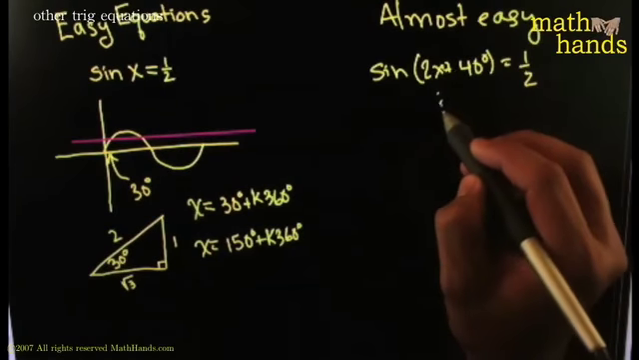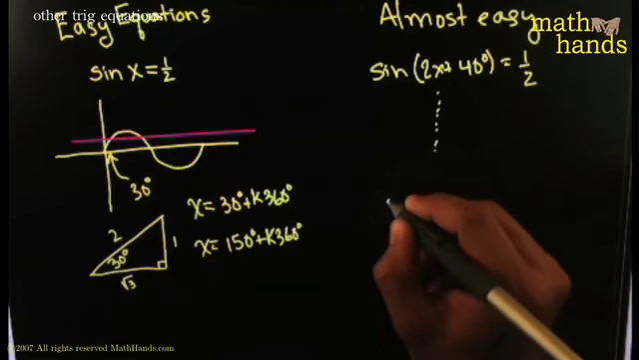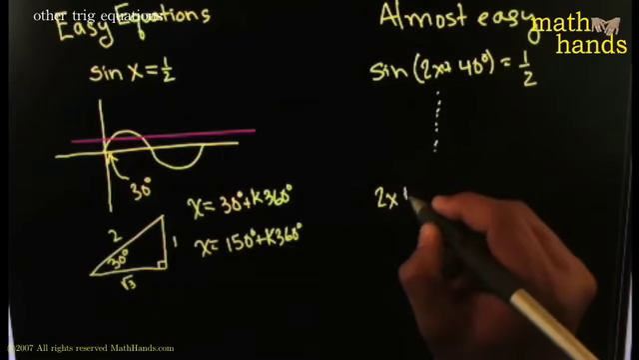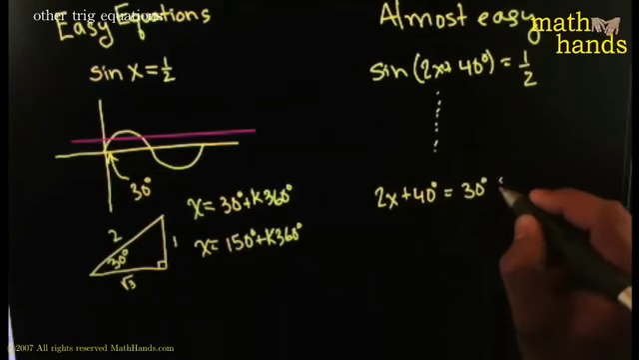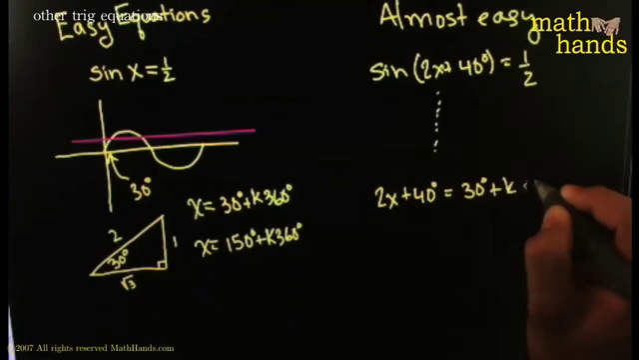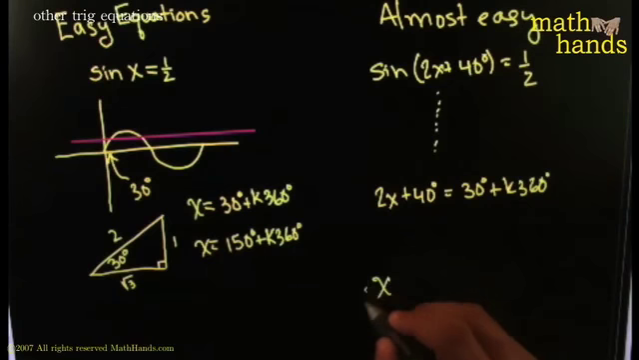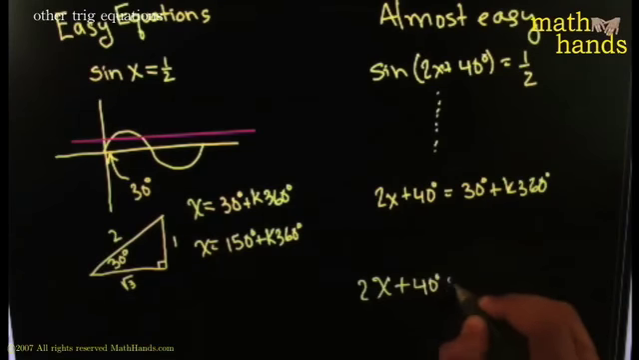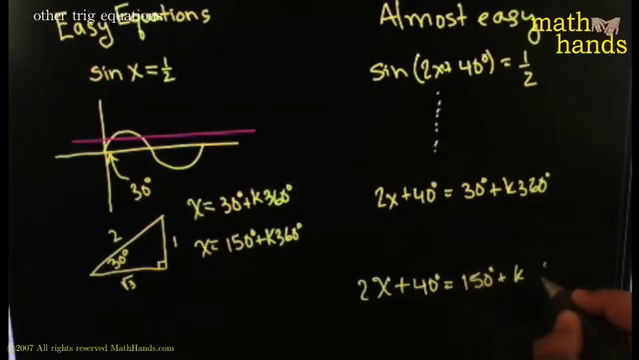So you would carry on exactly the same sort of reasoning, and you would get to the conclusion that for the uphill ones we get that 2x plus 40 degrees is equal to 30 degrees plus k times 360 degrees, or that 2x plus 40 is equal to 150 degrees plus a multiple of 360.